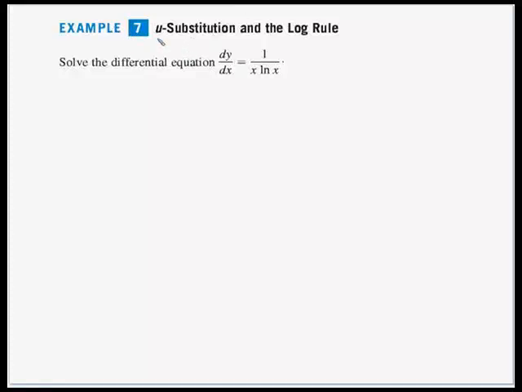In example 7, we're going to use a U-substitution and the log rule. It says solve the differential equation dy/dx equals 1 over x times the ln of x. Now they're asking us the question in a slightly different way. Here's how we can make it look more like what we're used to. The first thing we do is multiply both sides by dx. dy equals 1 over x ln of x dx.